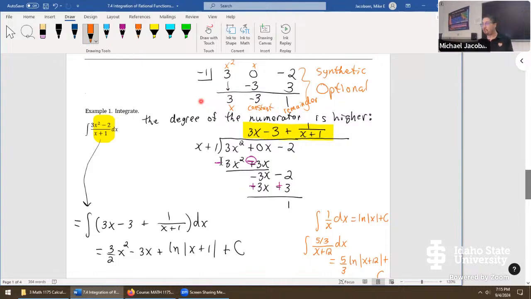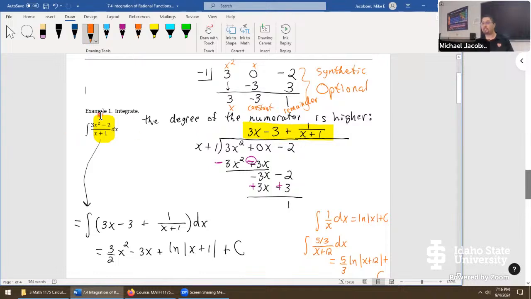Okay, the good news about all these problems is you're probably not going to long divide a lot. I think I have only one problem in the homework where long division is a requirement to get through the problem. And it's always like this. If the degree of the numerator is higher or equal to the degree of the denominator, we must do long division one way or another.